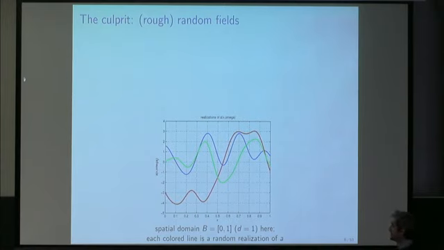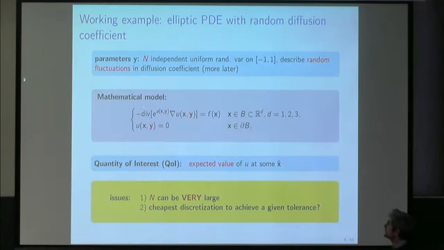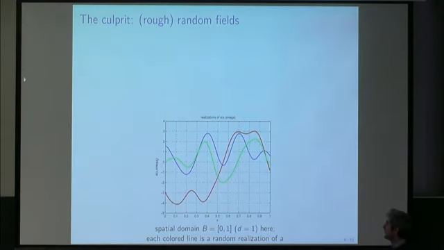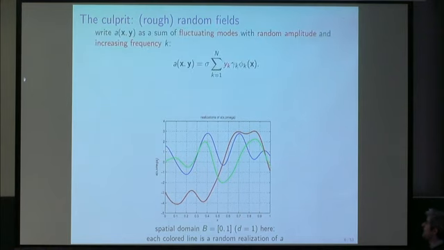The thing is that the random field here, A, is possibly quite rough. So these are random realizations of a random field in 1D. In this case, capital B, the physical domain, is 1D, and each colored line is a realization. And my expression for the random field is this one.